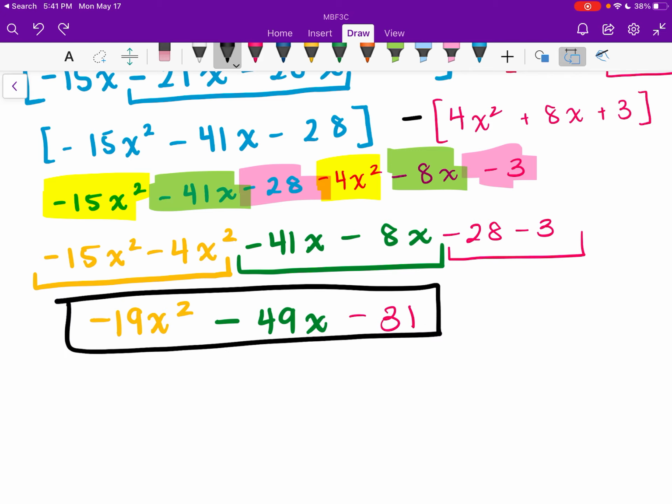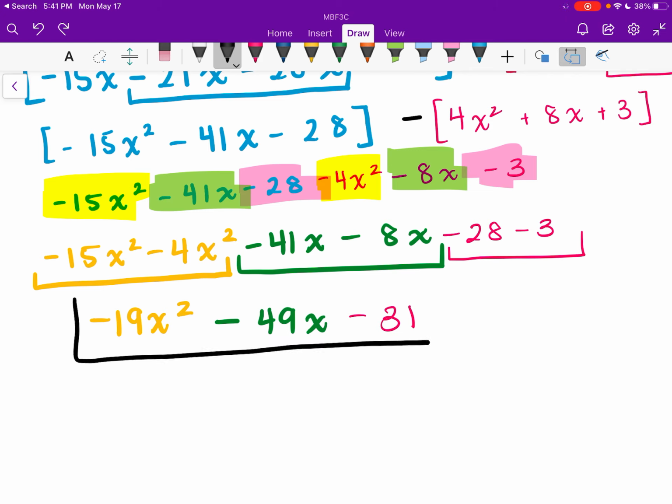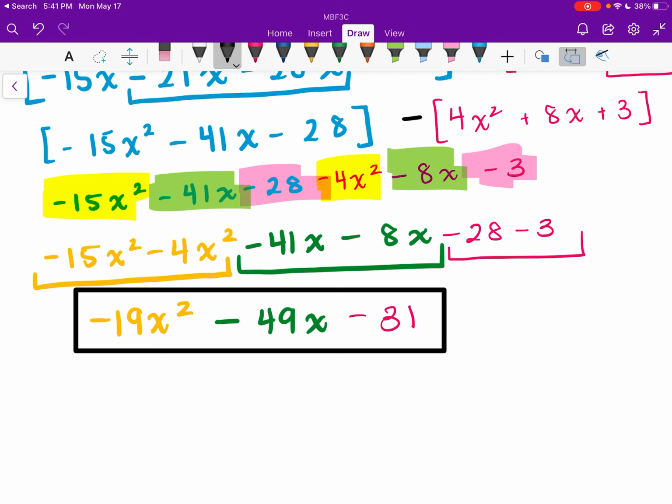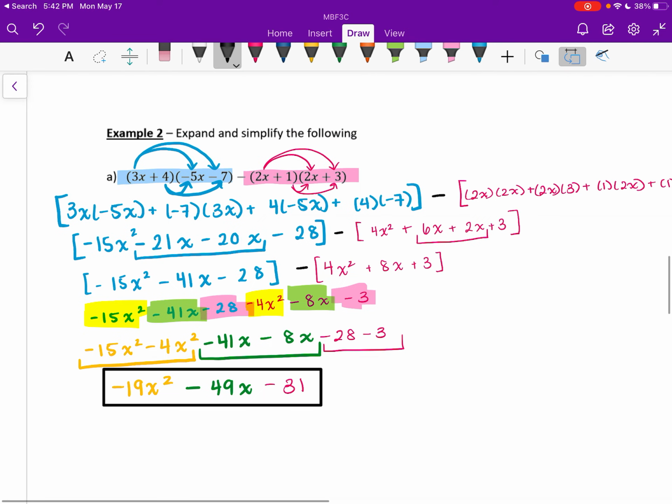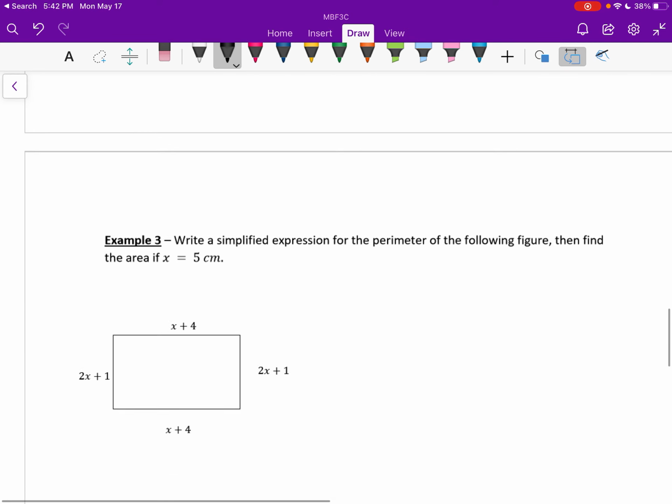So this one was a little bit more work, right? Because there were 4 binomials instead of just 2. So you have to solve them each separately and then simplify everything.